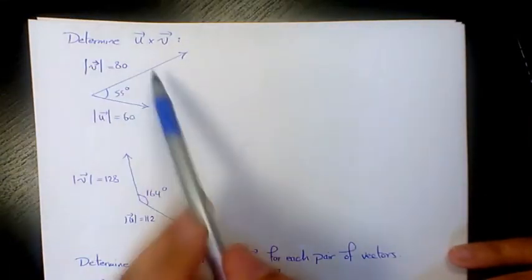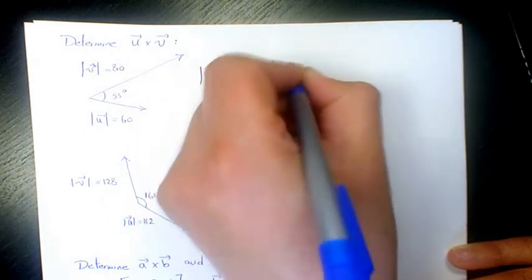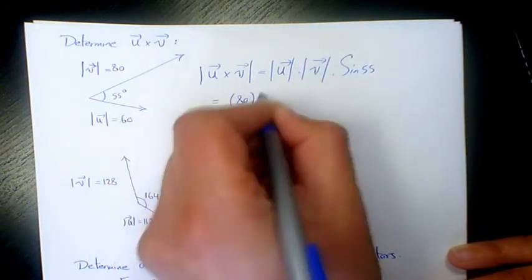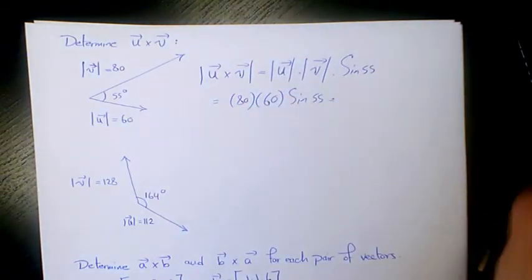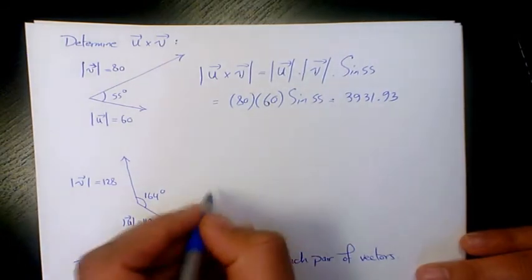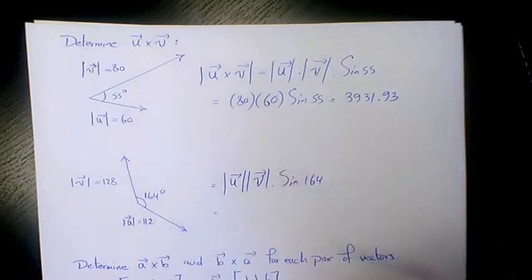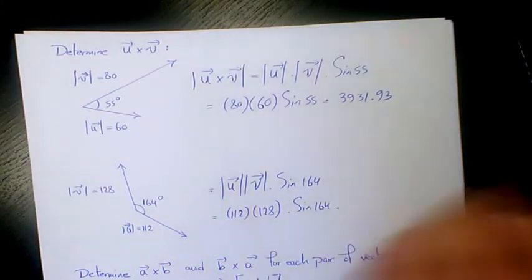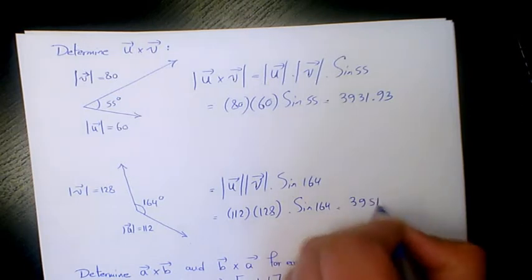Next one, it says determine the cross product of u and v. The magnitude of the cross product of u and v will be the magnitude of u times magnitude of v times sine 55. So it's going to be 80 times 60 times sine 55. That will be 393193. Next one, magnitude of u times magnitude of v times sine 164. That will be 112 times 128 times sine 164. That's going to be 395153.